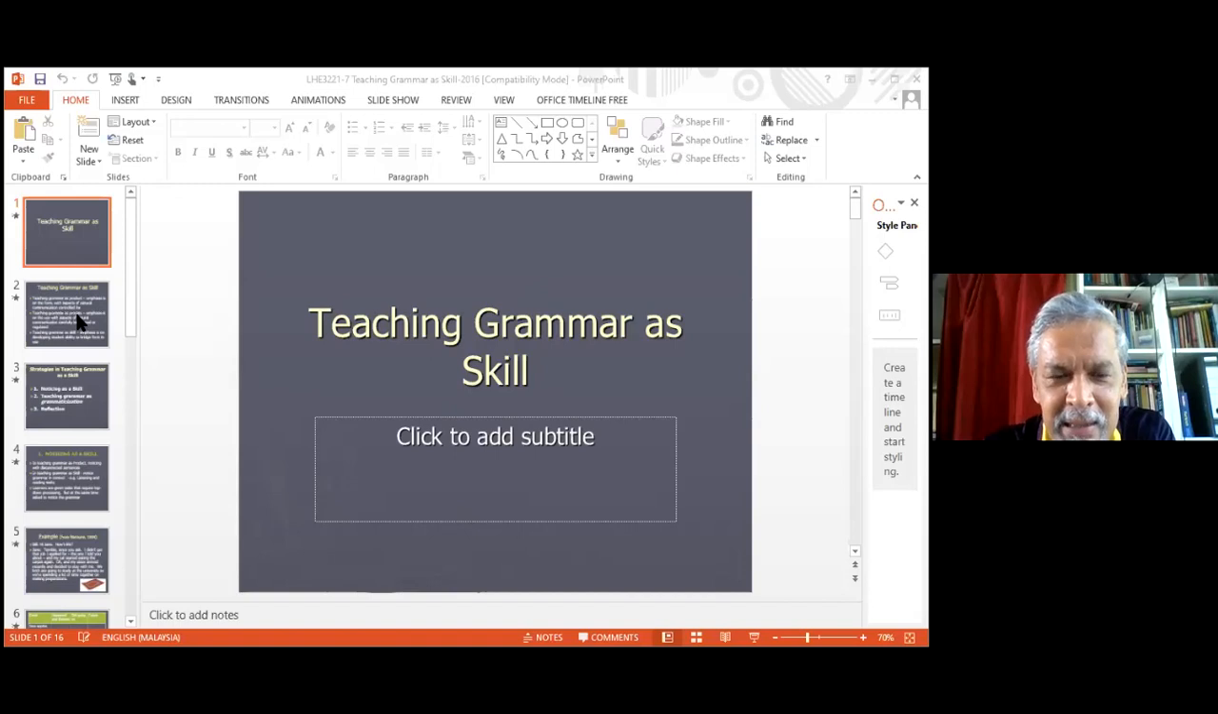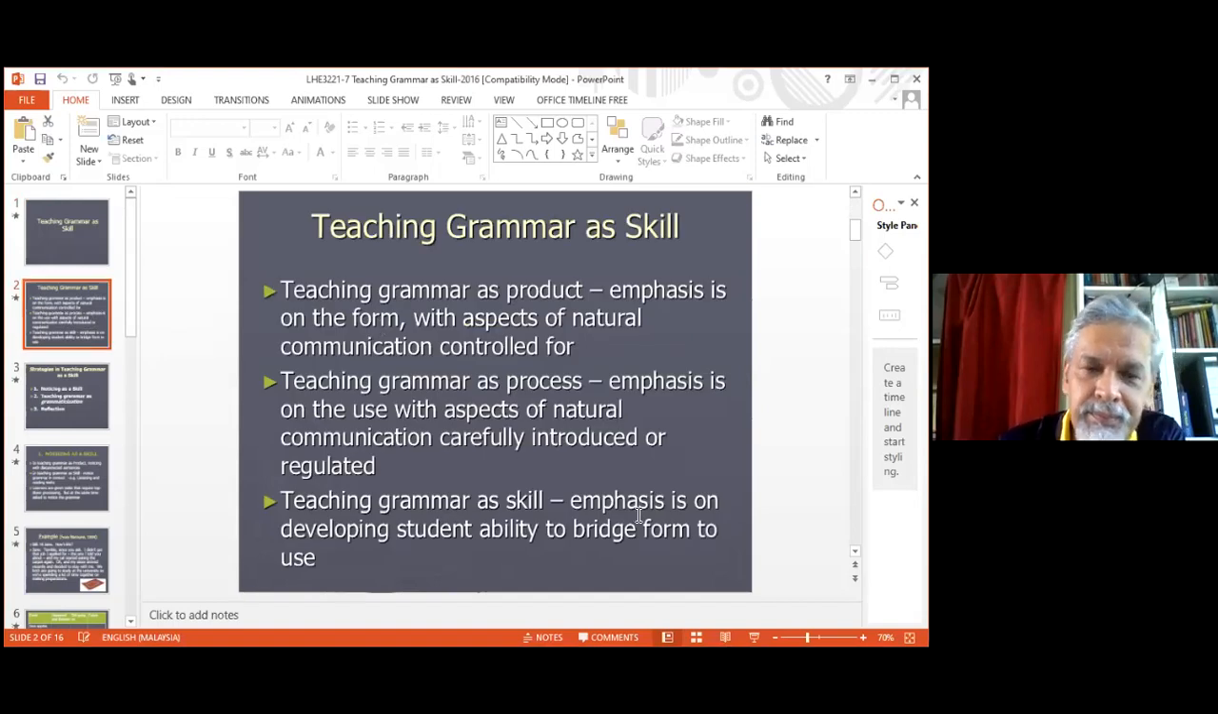The last is teaching grammar as process, because teaching grammar as process is the most demanding, the most challenging. Okay, so teaching grammar as skill. Let's take a look at this slide first. Teaching grammar as product, emphasis is on the form with aspects on natural communication, controlled form.